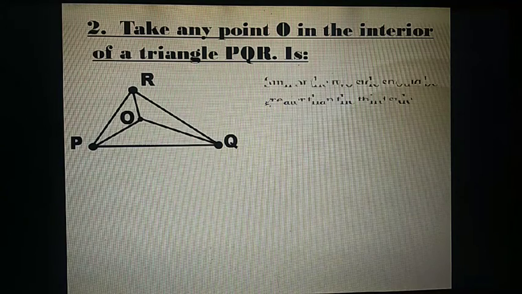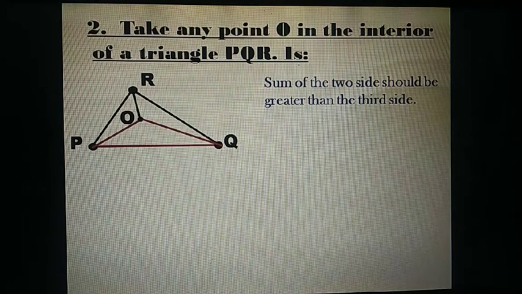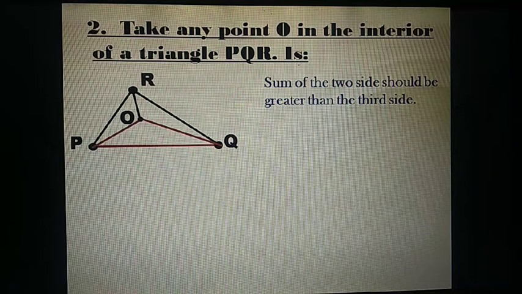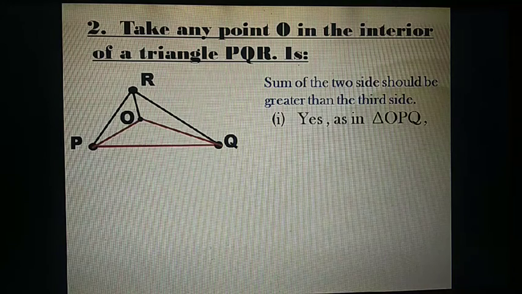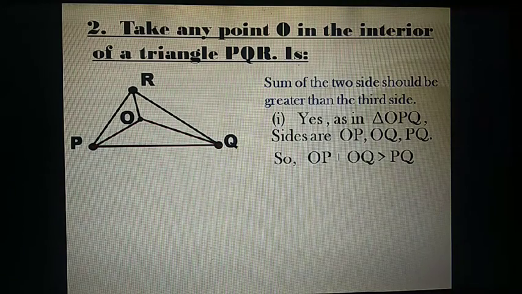As per the first statement, we will consider here OPQ. Using the same logic in each case, as we are supposed to verify the statement with a greater sign, we will use the logic of sum of two sides should be greater than the third side. So in this triangle, as per the statement, we are supposed to verify OP and OQ. We will add, and it should be greater than the third side left, that is PQ. So we will say yes, as in triangle OPQ, sides are OP, OQ and PQ, and as per the property, we will add OP plus OQ, we will get the sum greater than PQ.